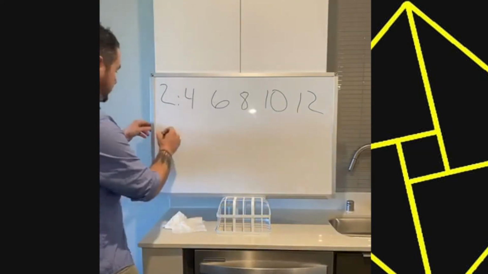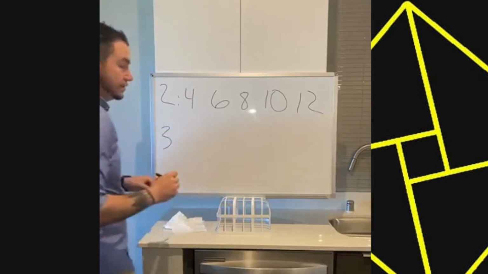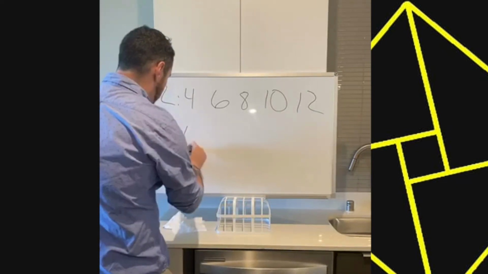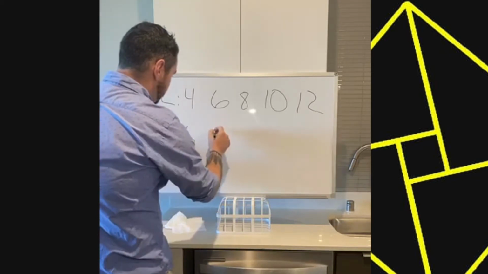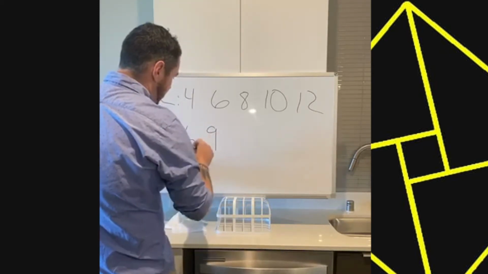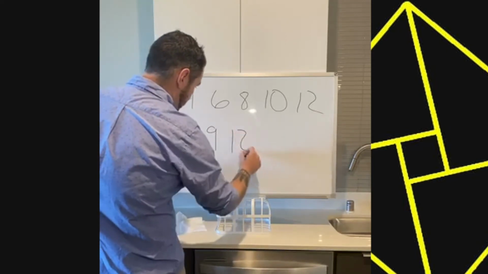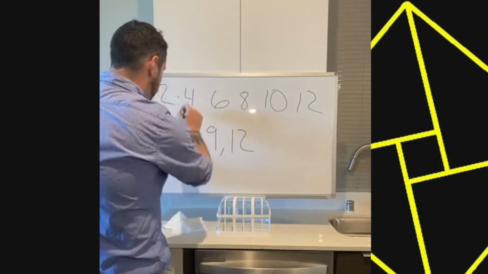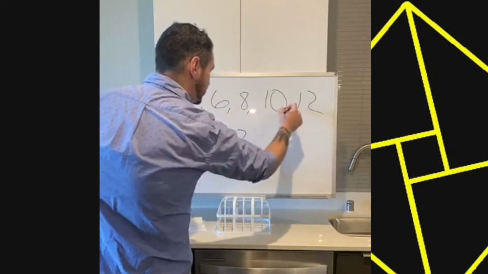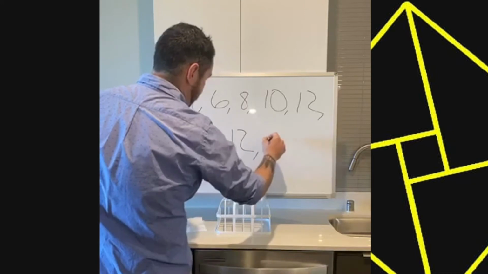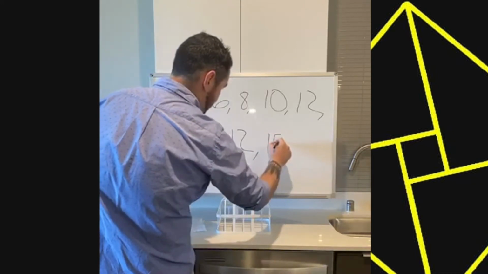But now let's try 3. So 3 times 1 is 3. 3 times 2 is going to be 6. 3 times 3 is going to be 9. 3 times 4 is going to be 12. 3, 6, 9, 12. And let's do one more. 3 times 5. 5, 10, 15, right?